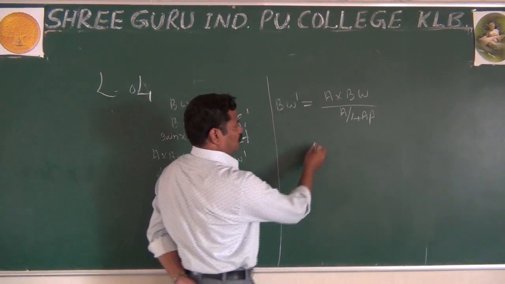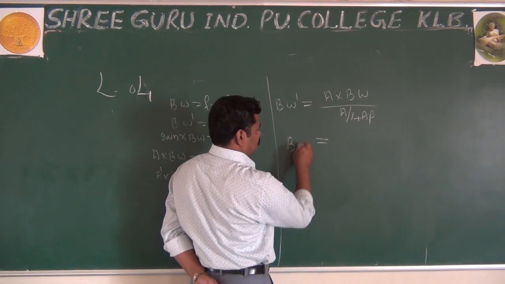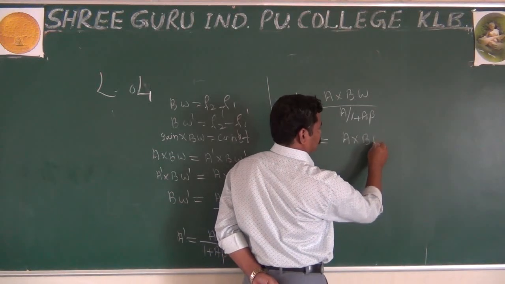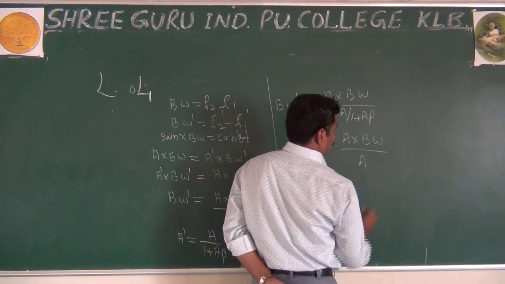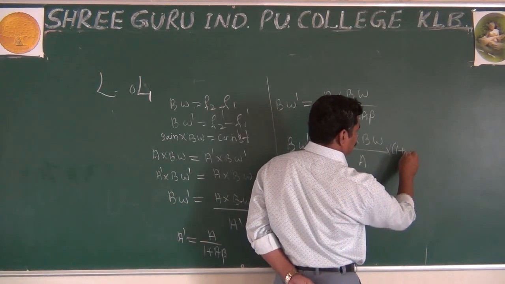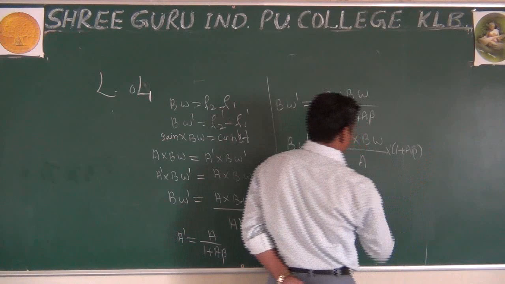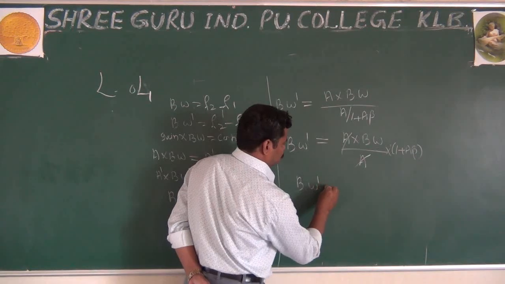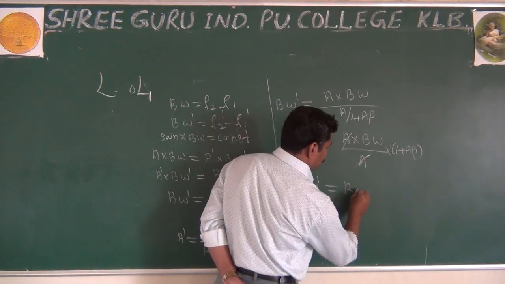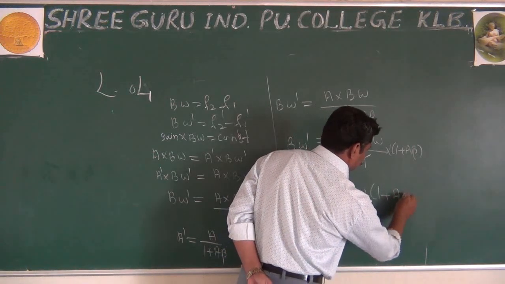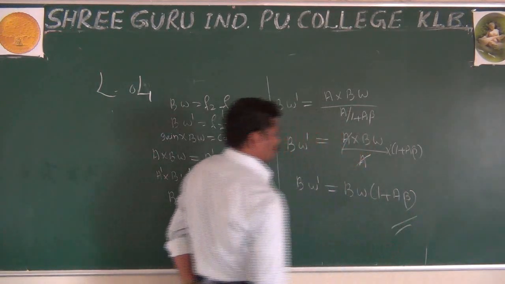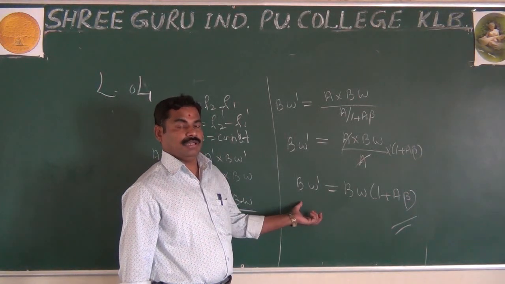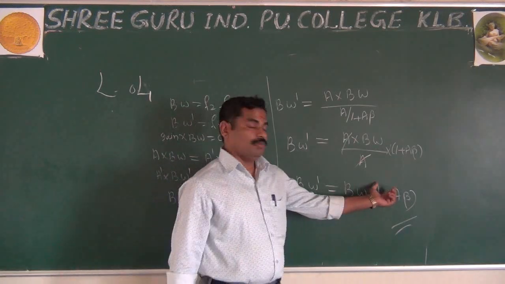Yes, this we can write once again. The bandwidth dash is equal to A into bandwidth divided by A into 1 plus A beta. This A cancels. It becomes BW dash equal to bandwidth into 1 plus A beta. This is the small derivation. It means if we use negative feedback in amplifiers, we can increase the bandwidth up to 1 plus A beta times.